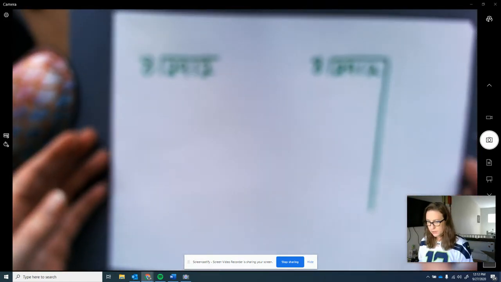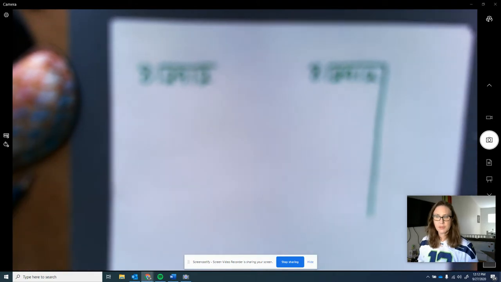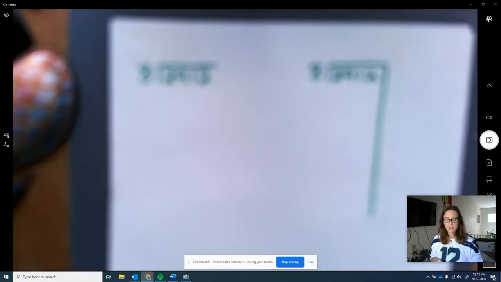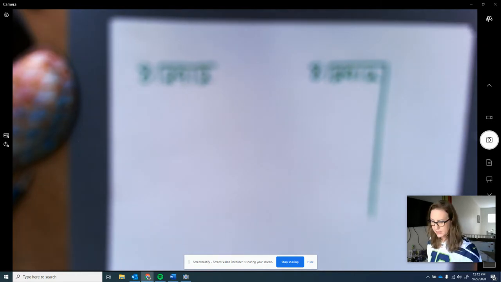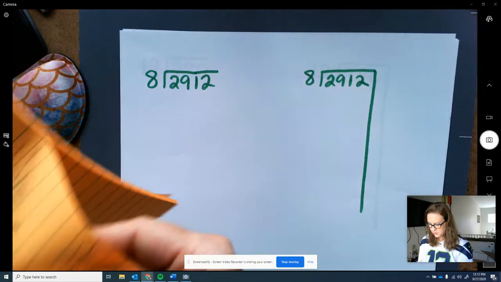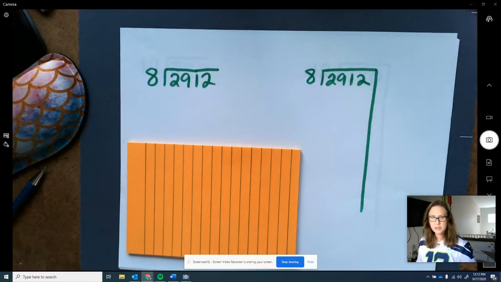Here's another one. Oh, my camera is having a hard time focusing. I think I need to have a colored paper. Does that help? Yep, that helps. Okay, go ahead and solve it.